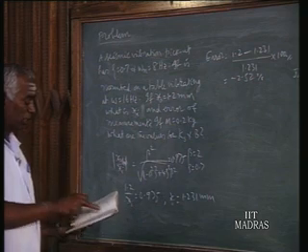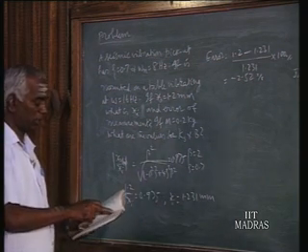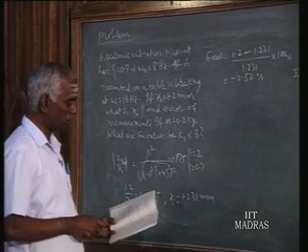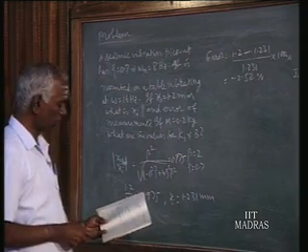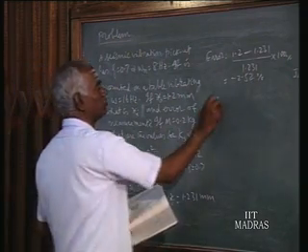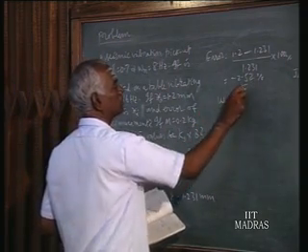Now the mass of the body within the instrument is given as 0.2 kilogram. What are the other things? We can easily find out by using the equation omega n is equal to the root of Ks by m.